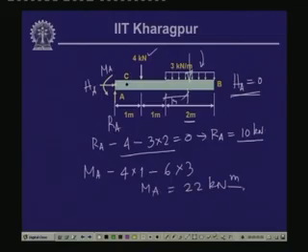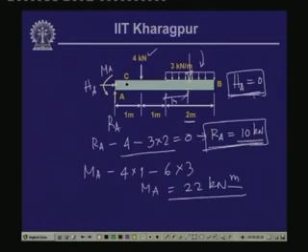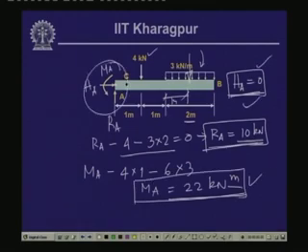So, these are the values of the reactive forces: the vertical reaction is 10 kilonewton, the horizontal reaction is 0, and the moment value is 22 kilonewton meter. These are the 3 values at this particular support.